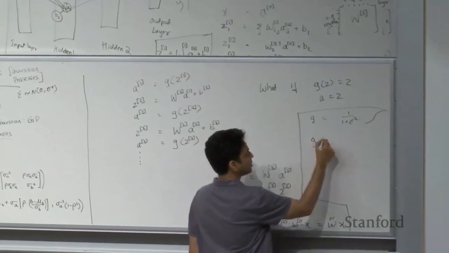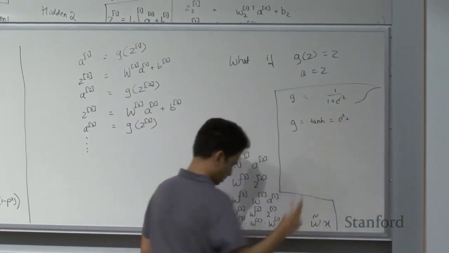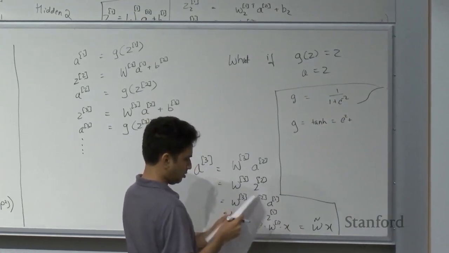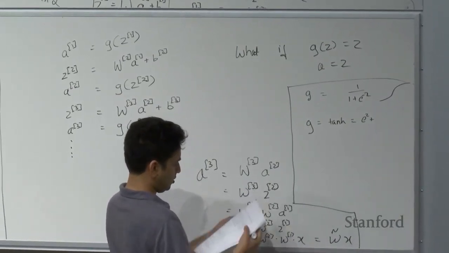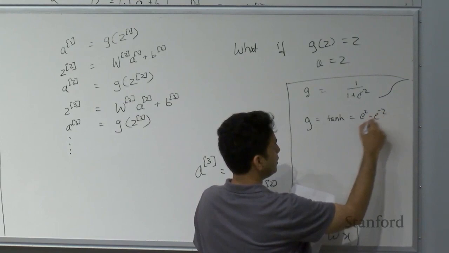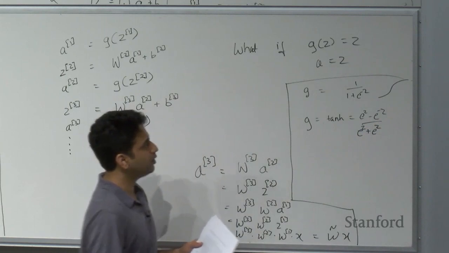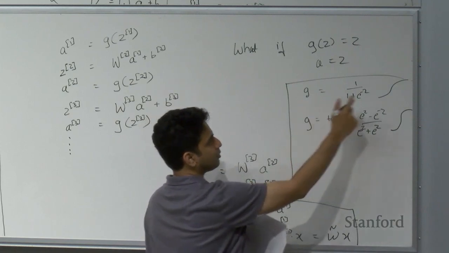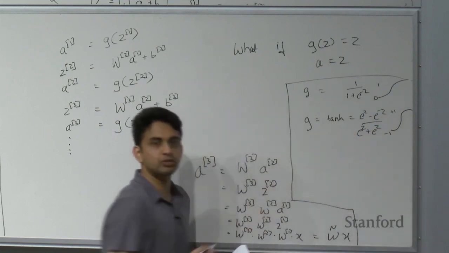G can sometimes be tanh. So tanh is basically e to the Z minus e to the minus Z over e to the Z plus e to the minus Z. This is the hyperbolic tangent, right? And this also looks very similar to the sigmoid, except instead of going from 0 to 1, it is minus 1 to plus 1, just a different choice.